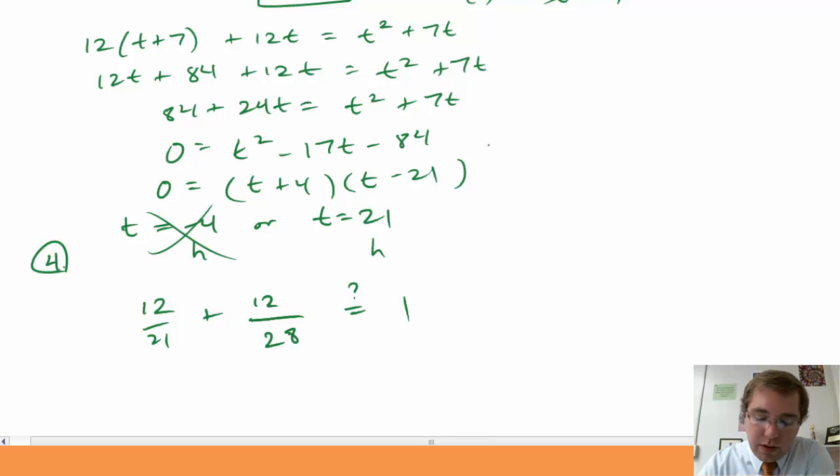And 12 over 21 is the same as 4 sevenths, if we divide everything by 3. Plus 12 over 28 is the same as 3 sevenths, if we divide everything by 4. And 4 sevenths plus 3 sevenths is 7 sevenths, which is 1. So it does equal 1, and it works.